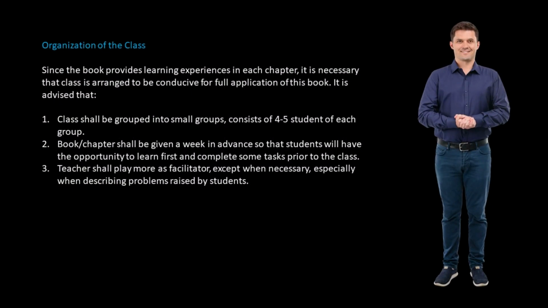Since the book provides learning experiences in each chapter, it is necessary that the class is arranged to be conducive for full application of this book. It is advised that: 1. The class shall be grouped into small groups, consisting of 4 to 5 students each. 2. The book or chapter shall be given a week in advance, so that students will have the opportunity to learn first and complete some tasks prior to the class. 3. The teacher shall play more as a facilitator, except when necessary, especially when describing problems raised by students.